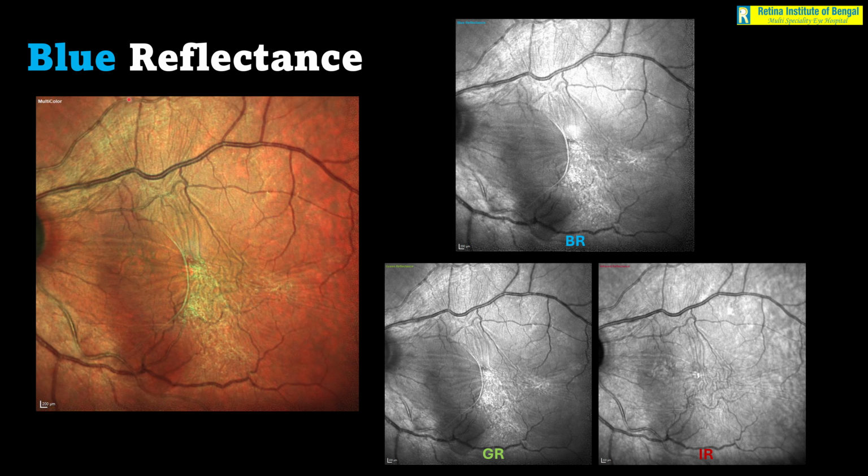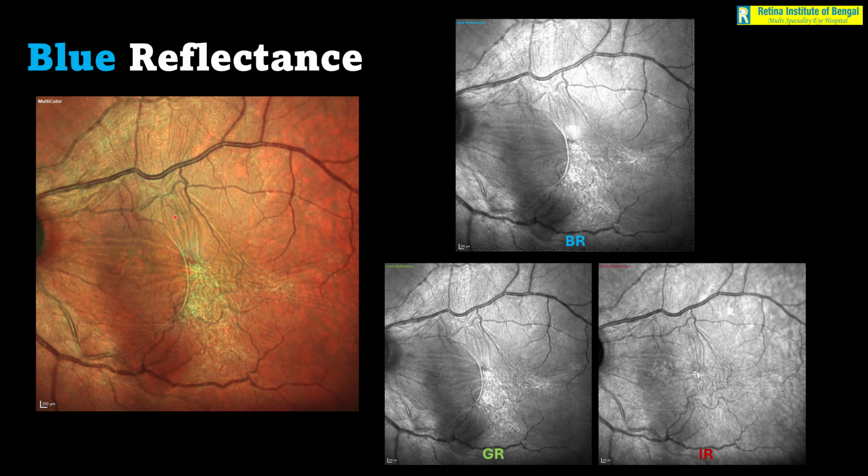For example, here is a patient. Now this multicolor image is of a patient with an epiretinal membrane. Now if we look at the blue reflectance map, which is primarily reflection from the surface, as expected, the ERM is most prominently seen. For example, compare this with the infrared reflectance image, which is from the outer retina. You cannot really make out the epiretinal membrane, right?